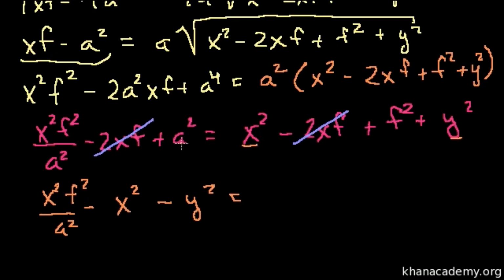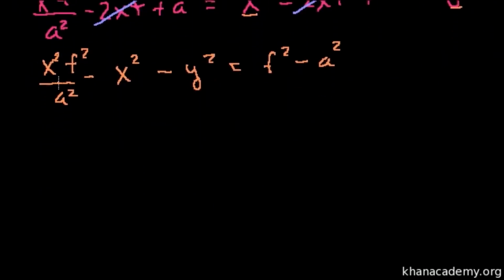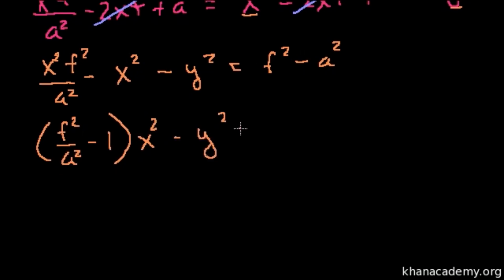And then if we subtract a squared from both sides of this equation, this is a fatiguing problem, then you get f squared minus a squared. I think we're almost there. This can simplify to, let's see, we can factor out the x squared. This becomes f squared over a squared minus 1 times x squared. I just factored out the x squared there. Minus y squared is equal to f squared, the focal length squared, minus a squared.